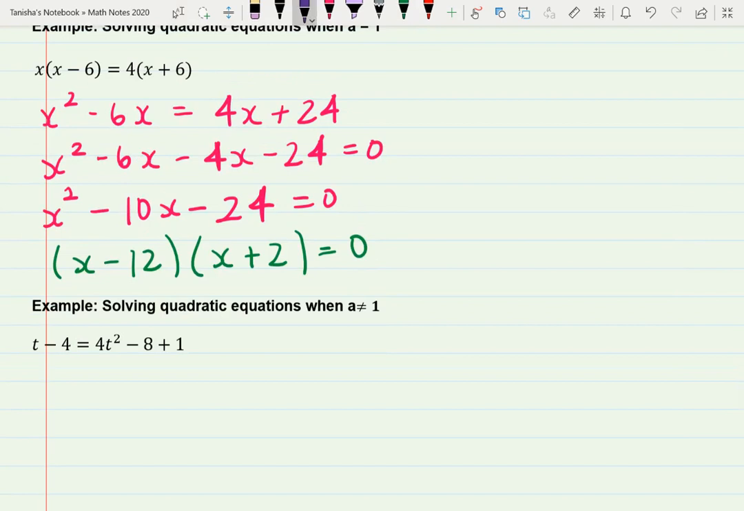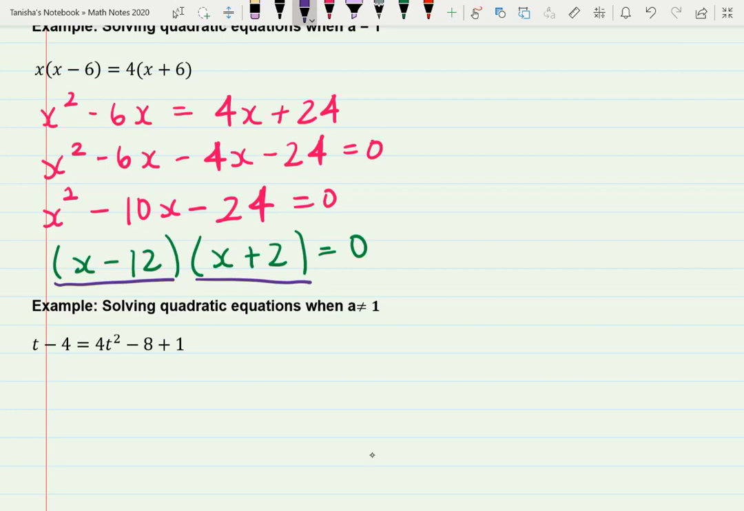Next, we set our factors equal to 0. So x minus 12 is one factor and x plus 2 is another factor. Remember, to identify factors, factors are separated by multiplication. So the x minus 12 is being multiplied to the x plus 2. So both are individual factors of our original expression that was factored.